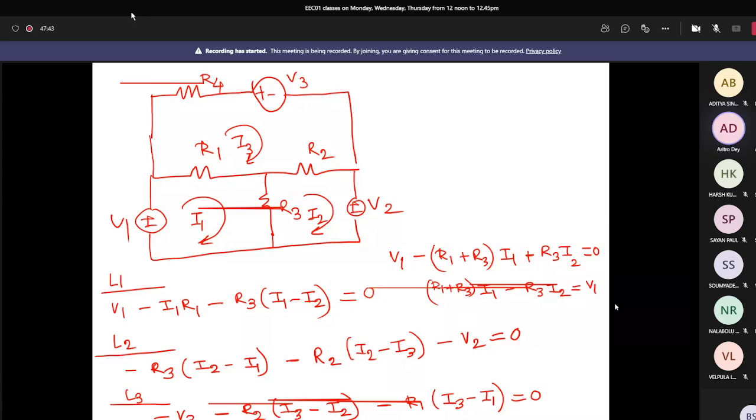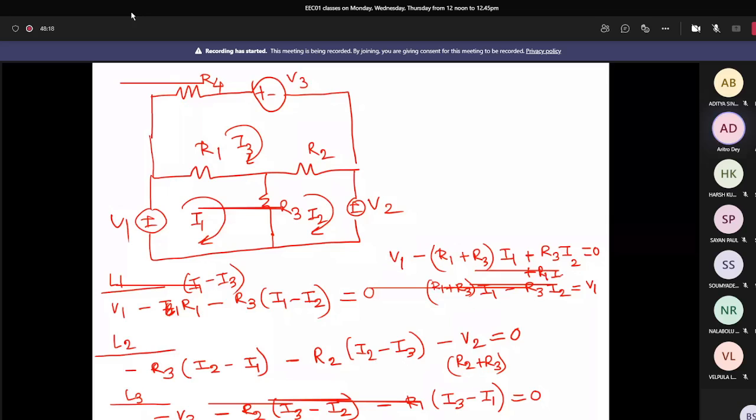Next, here we have the coefficient of I2 as R2 plus R3. Sir, just a second, one doubt. In the loop one equation which you have written, V1 minus I1 R1, I3 will also come now. I1 minus I3 will come, so there will be plus R1 I3.